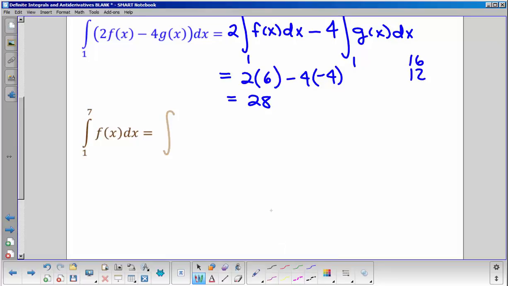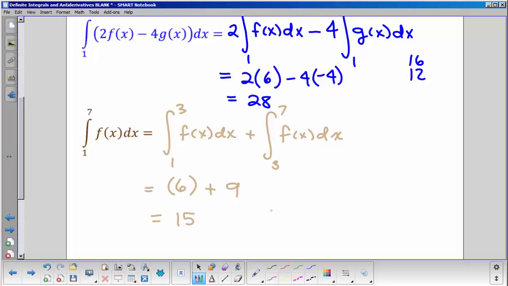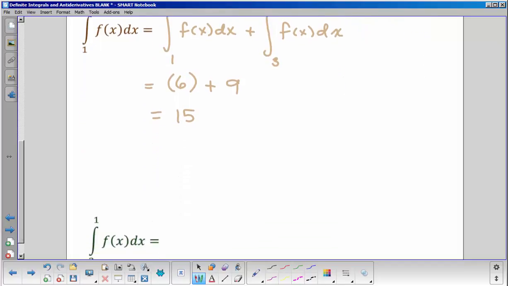Okay, go ahead, Olivia. What do you get? The integral of f(x) dx from 1 to 3, plus the integral of f(x) dx from 3 to 7. Yep. What property was that? Additivity. And this was 6, not 8. I was adding instead of multiplying. Okay, plus 9, which gives me 15. Well, the answer is always 18. All right.